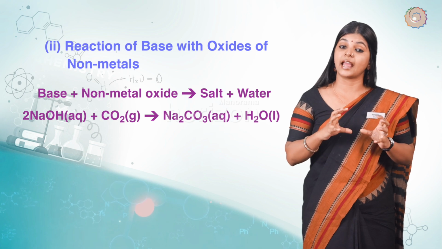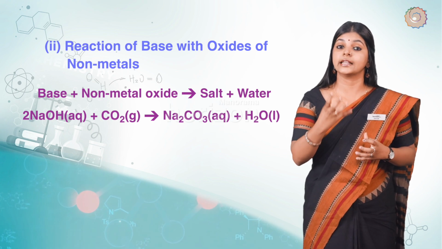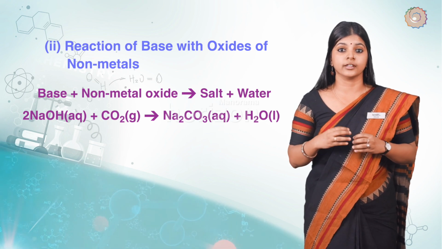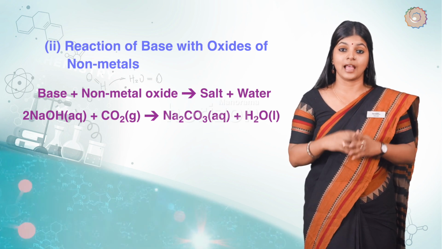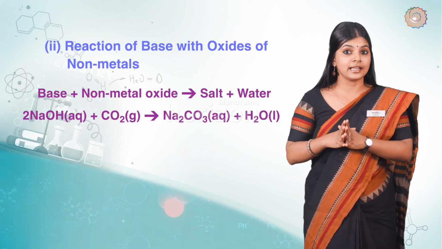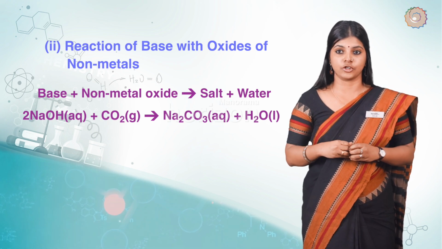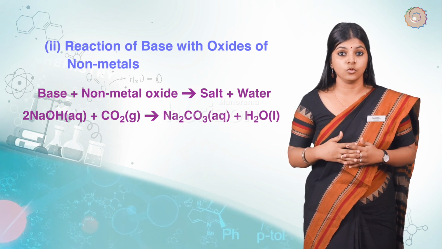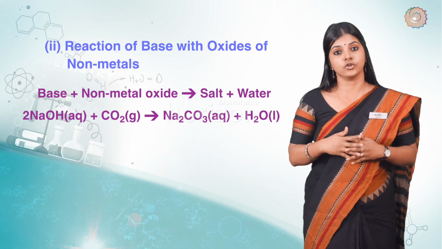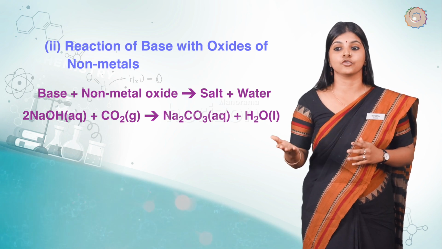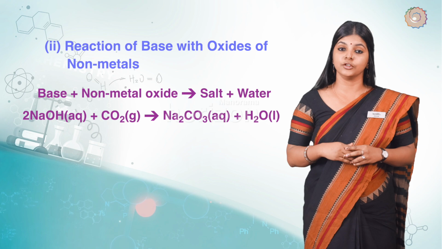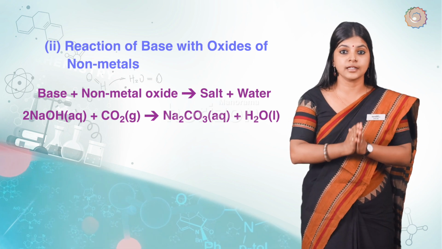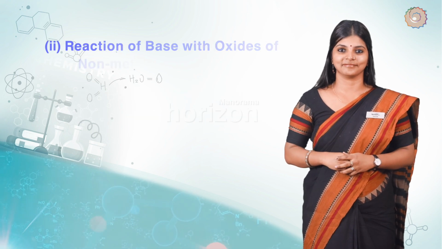Now the second reaction is the reaction of a base with oxides of nonmetals. Non-metallic oxides are acidic in nature. For example, take carbon dioxide, which is a non-metallic oxide. When carbon dioxide is dissolved in water, carbonic acid is produced, and that's why we say that non-metallic oxides are acidic in nature. So what will happen if you react a base with a non-metallic oxide, which is acidic in nature? They neutralize each other and give rise to salt and water. For example, you react sodium hydroxide with carbon dioxide, you're going to get sodium carbonate plus water.